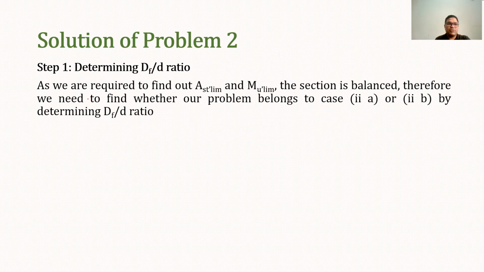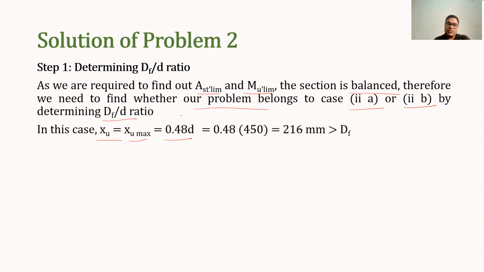As I have mentioned here also, as we are required to find out AST limiting and MU limiting, the section is balanced, and therefore we need to find out whether our problem belongs to case 2A or case 2B by determining the DF by D ratio. And in this case, we know that XU is equal to XU max equal to 0.48D, which we calculated in the previous problem also, and that is 216 mm, and it is greater than DF. So it means our depth of neutral axis is lying in the web.